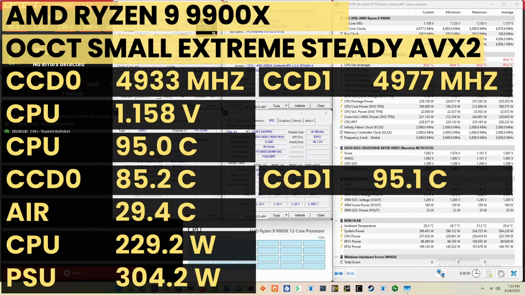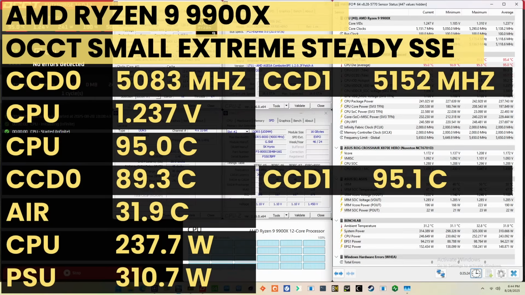When running the OCCT CPU AVX2 stability test, the average CPU CCD0 effective clock is 4933 MHz, and CCD1 effective clock is 4977 MHz with 1.158 volts. The average CPU temperature is 95 degrees Celsius. The average CPU package power is 229.2 watts.